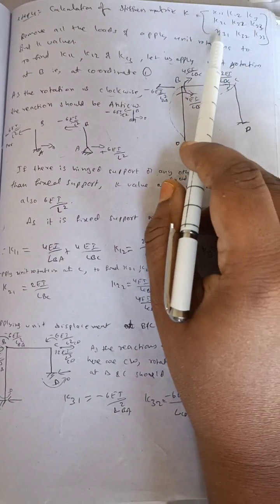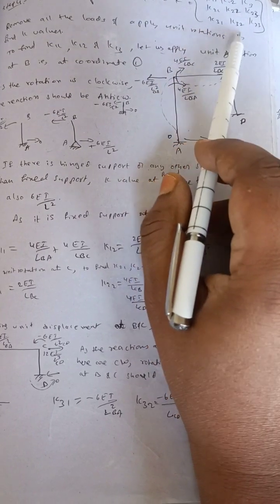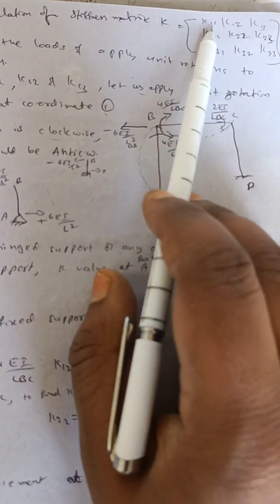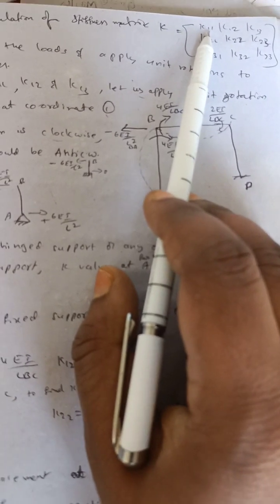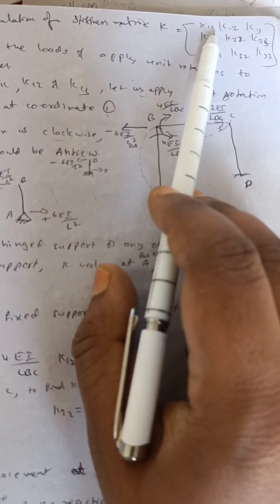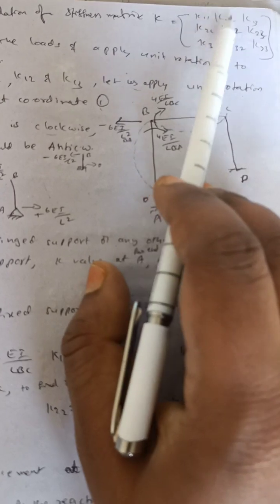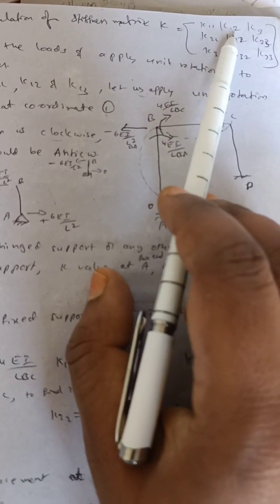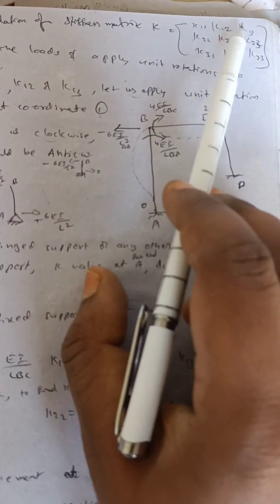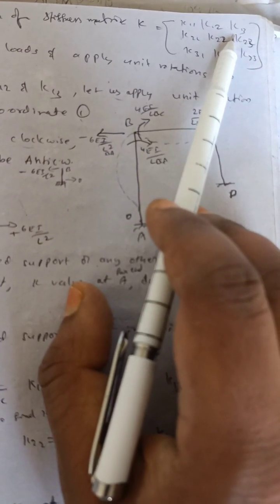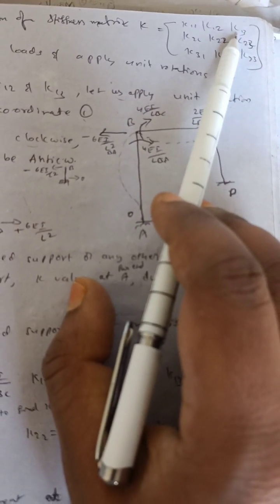K11, K12, K13, K21, K22, K23, K31, K32, K33. So what is K11? Due to the unit rotation at first coordinate, what is the value of K at first coordinate? Next, K12 means due to the unit rotation at first coordinate, what is the value at second coordinate? Next, K13 means due to the unit rotation at first coordinate, what is the value at third coordinate?